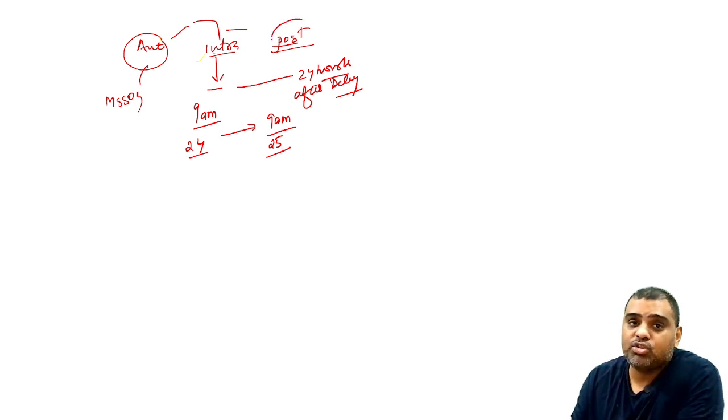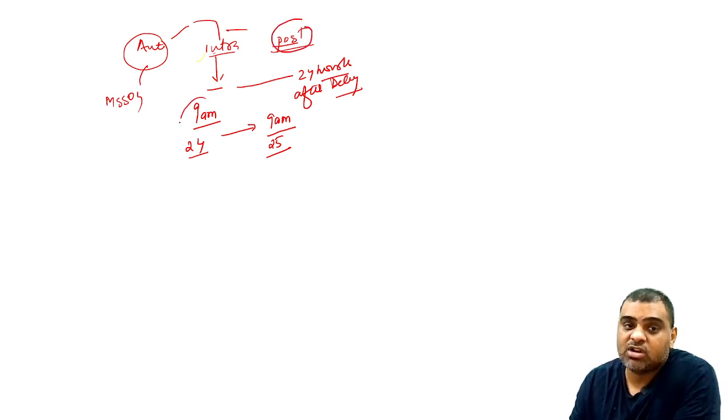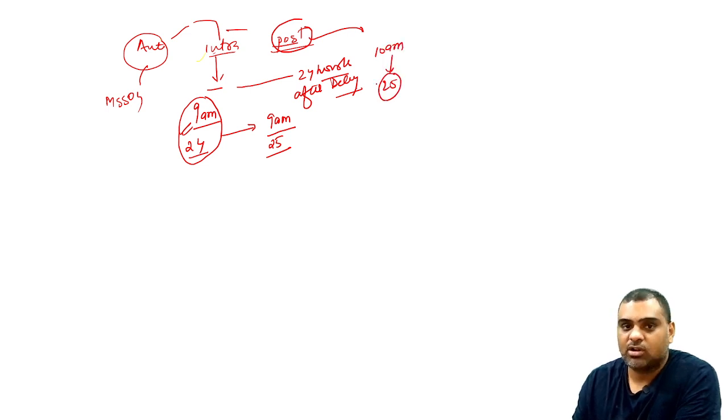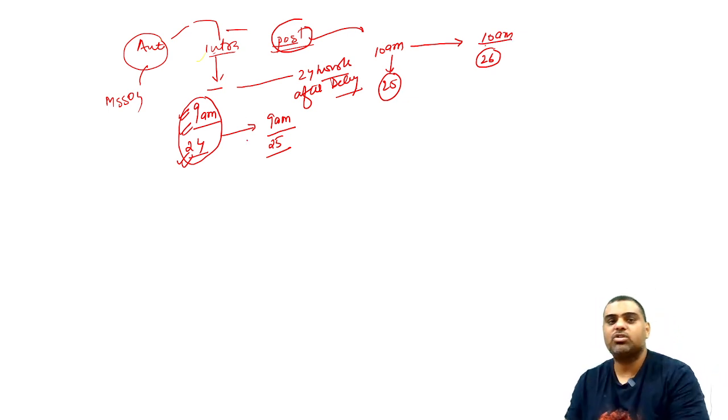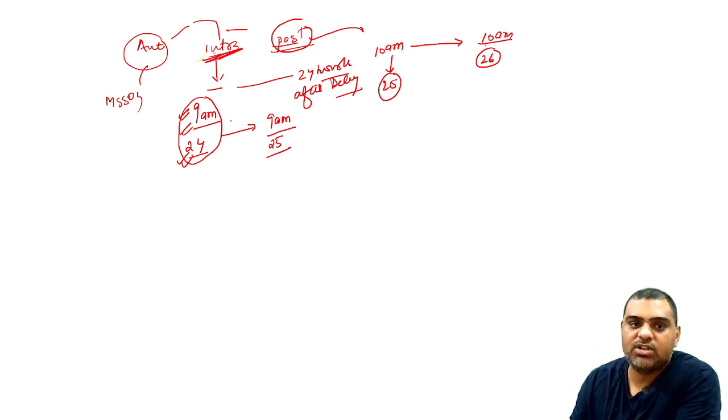In case of postpartum, in the same patient delivery has occurred at 9 a.m., but you will not calculate from 9 a.m. If the seizure has occurred at 10 a.m. on the 25th, although the delivery occurred at 9 a.m. on the 24th, you will now calculate 24 hours from this seizure. So you will give it till 10 a.m. on the 26th. So in case of intrapartum, you will calculate the 24 hours from the time of delivery. In case of postpartum, you will calculate from the last seizure.